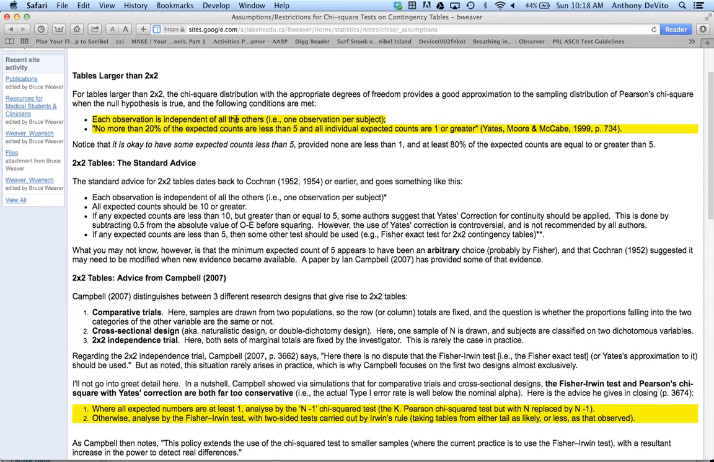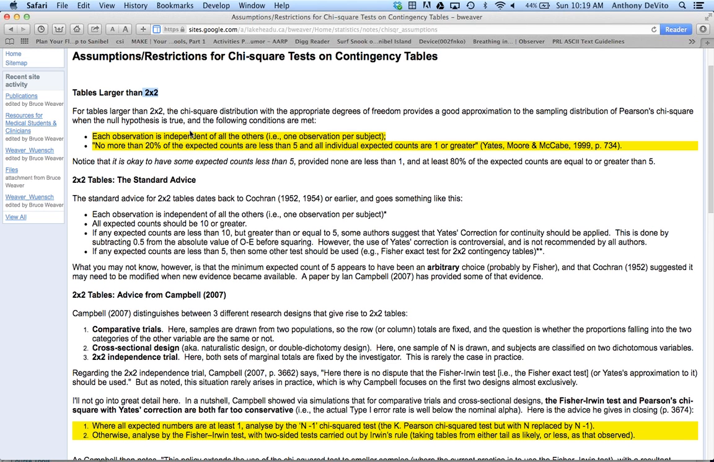Tables larger than 2x2: no more than 20% of the expected counts are less than 5, and individual expected counts are 1 or greater. So, Daniela, that seems to say to me that if you're dealing with something bigger than a 2x2 table, remember it's different conditions for a 2x2 table and larger than a 2x2 table, you can have no more than 20% of the expected counts less than 5. Okay, good. Actually, I only have 1 out of 10.